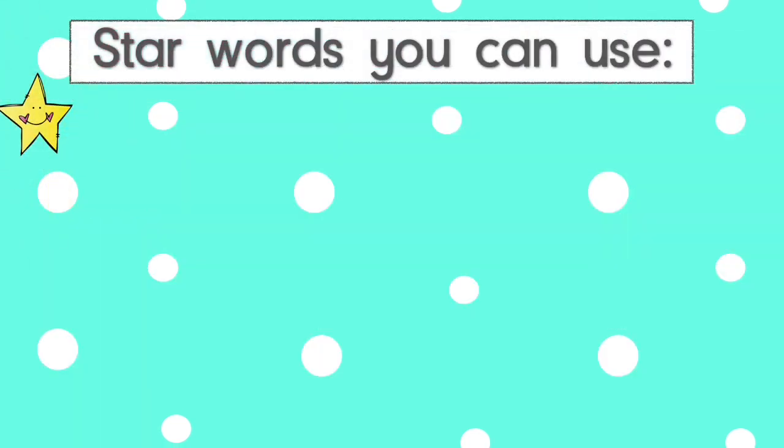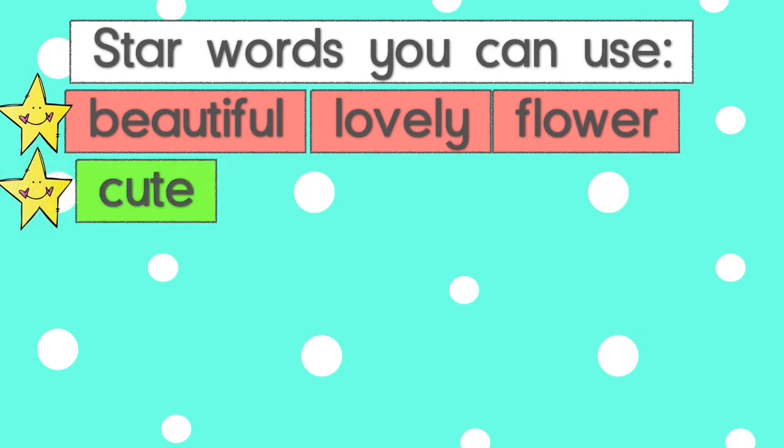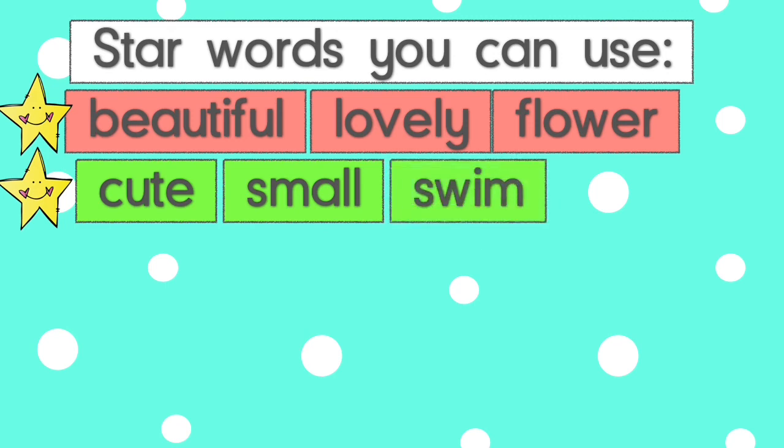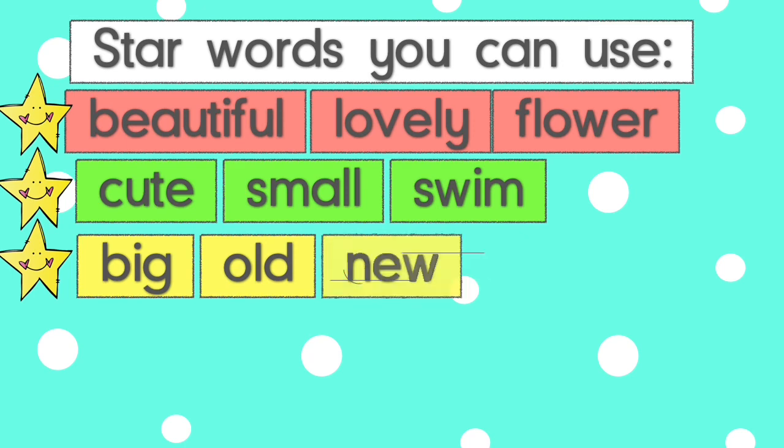So here are star words that you could use in your sentences today. Beautiful, lovely, and flower. You've got it. That's all for the shop. So if you're doing a sentence about a shop, you could say, oh, there are beautiful flowers in that lovely flower shop. If you wanted 3 star words, that's what you could use for your first one. Or for the second one, you could write cute or small fish can swim in the sea. You could use ugly fish, you could use thin fish. And then you could say big, or you could say old or new.